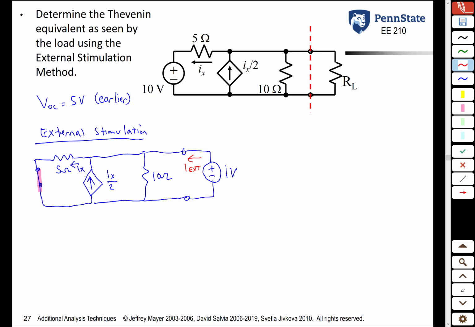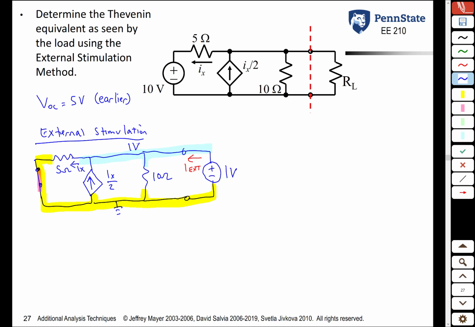And we can use whatever method we want to find I external. What we'll see is it's actually fairly simple, because if you look at the circuit, we'll put a ground here, there are only two nodes. There's a node on the bottom here, goes all the way up to there, and the node on the top is here. Furthermore, because of that external source, we know the voltage at this blue node is 1 volt. So it's pretty easy now to find I external.